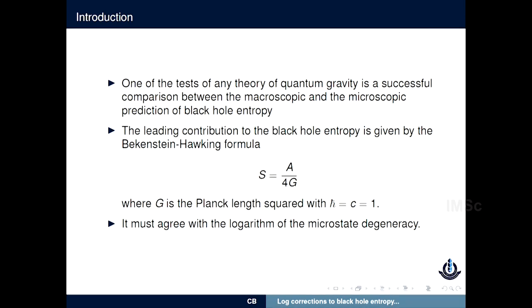Okay, so one of the tests of any theory of quantum gravity is a successful comparison between the macroscopic and microscopic predictions of black hole entropy. The leading contribution to the black hole entropy is of course given by the Bekenstein-Hawking formula, area over 4G, and in these units G, Newton's constant, is the Planck length squared. And this should agree with the logarithm of the microstate degeneracy. Both can be computed independently, at least in some models, and the idea is that both should agree. That's a good test of your quantum gravity.